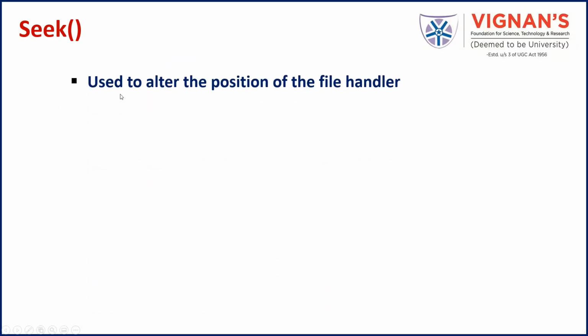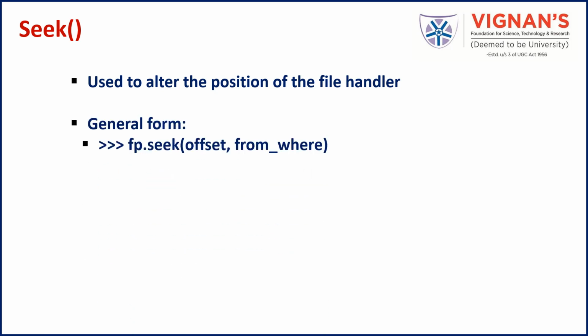Now let's see how the seek method can be used. The seek method is used to alter the position of the file handler. So you can move the file pointer to a specific location or to a wanted location using the seek method. The general form is fp.seek(offset, from_where). It takes two arguments. The first argument refers to the offset and the second argument refers to the from where. The from where argument works as a reference point. The offset argument refers to how many bytes you would like to move forward from the reference point.